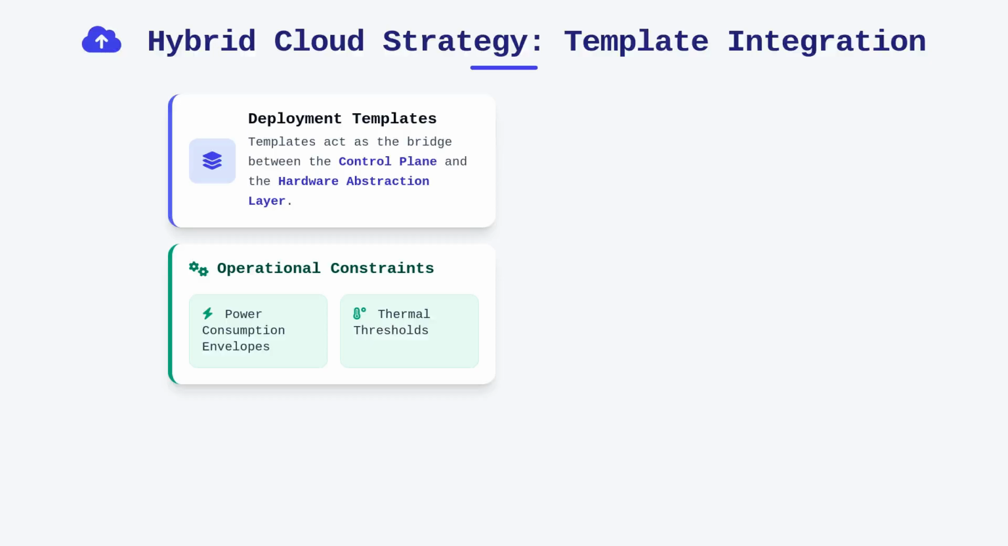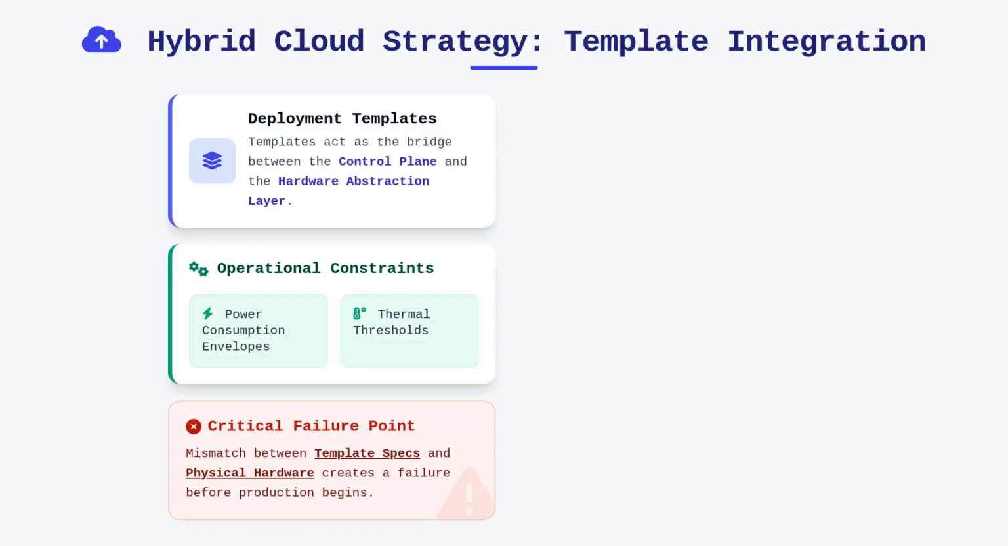This is where architectural constraints become critical to the success of your implementation. If a template specifies a configuration that exceeds the operational parameters of the target hardware cluster, you are effectively introducing a point of failure before the server even begins production work.